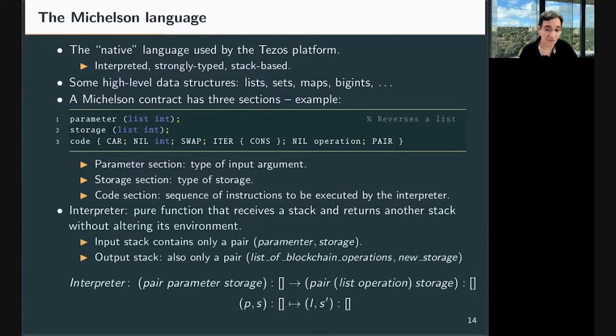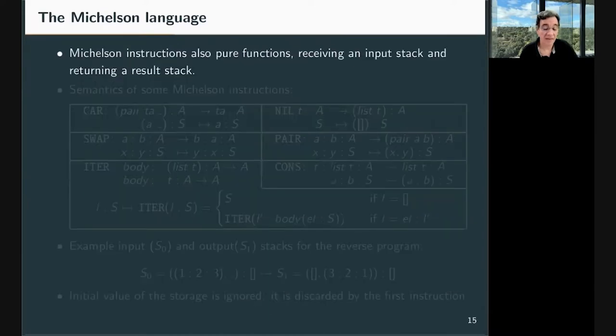Then the interpreter is a pure function that receives a stack and returns another stack without altering its environment. The input stack basically contains only a pair parameter-storage, which is the initial value of the parameter and the initial value, of course, of the storage. And then the output stack is also basically a pair that has a list of blockchain operations on one hand, and the new storage produced after the execution of the contract on the other.